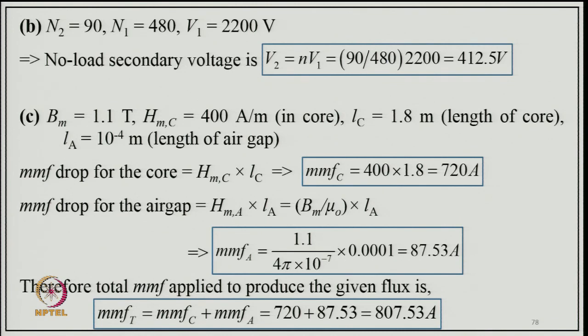So, MMF required for the core is Hc into lc, that is 400 into 1.8, that is 720 ampere, and MMF for air gap is Ha into la, that is Bm upon mu 0 into la. So, MMF for air gap is 1.1 divided by 4 pi into 10 to power minus 7 into 0.001, that is 87.53 ampere. Therefore, total MMF applied to produce the given flux is MMF total equal to MMF core plus MMF air gap, that is 720 plus 87.53, that is 807.53 ampere.